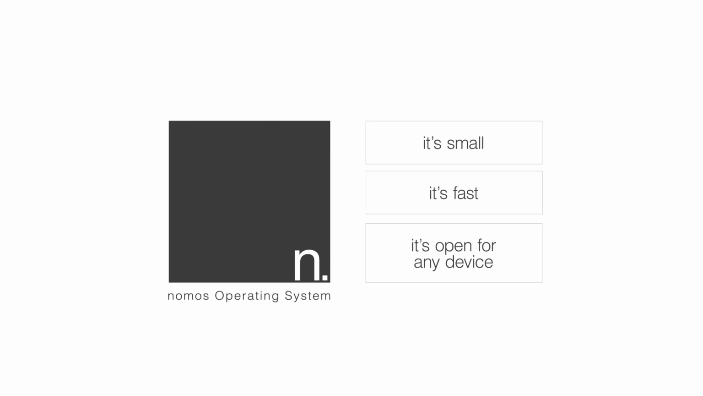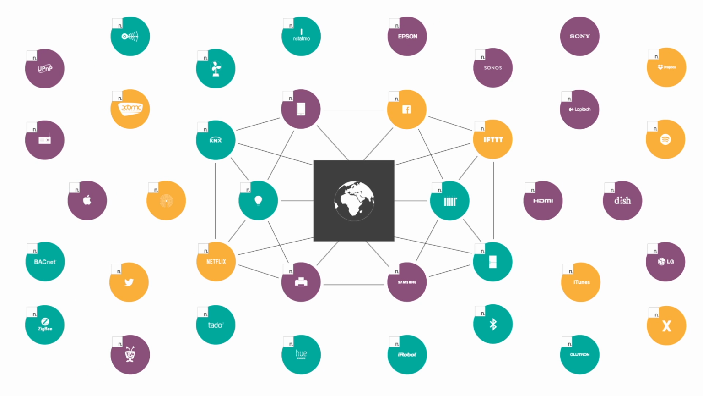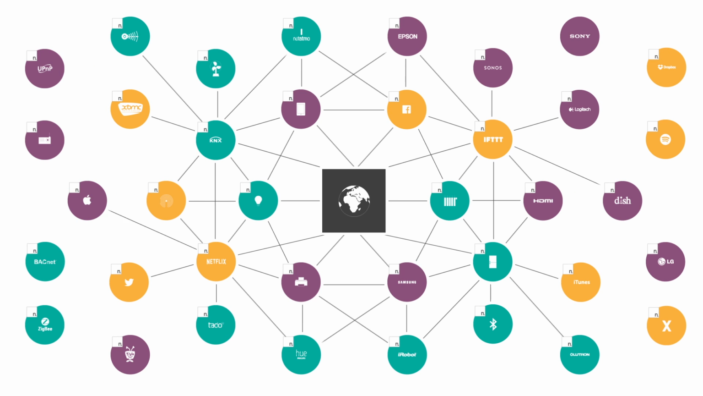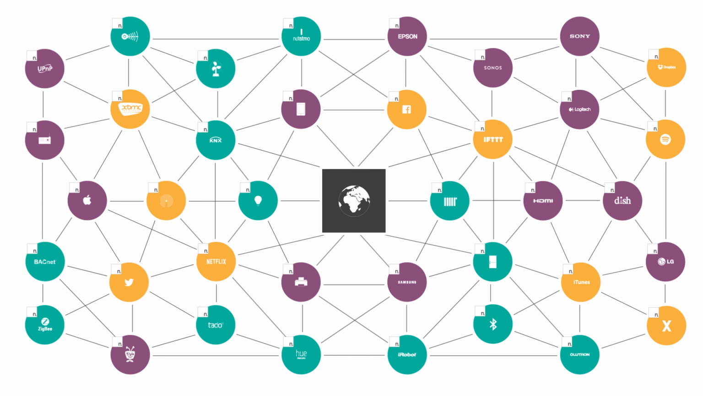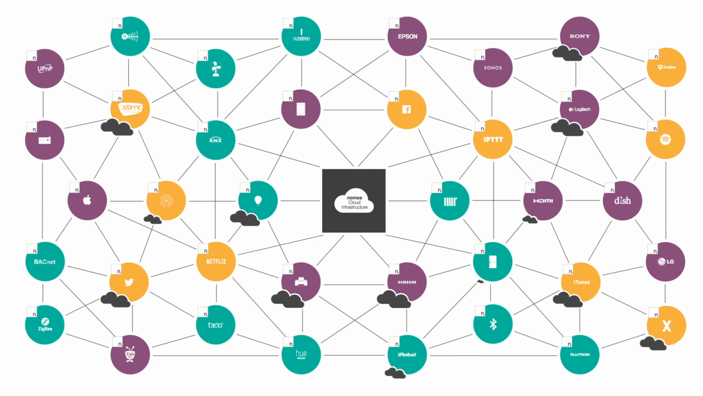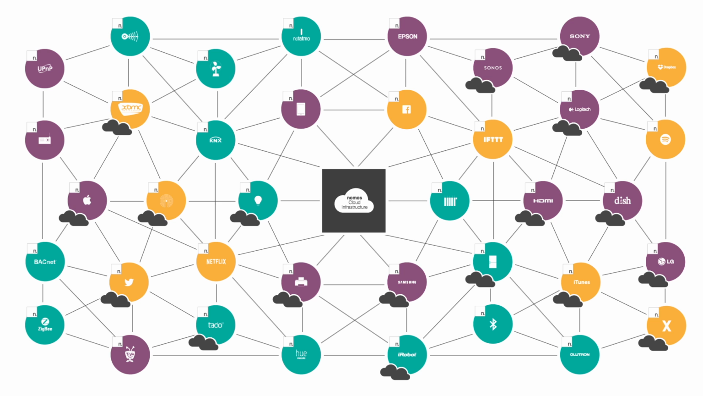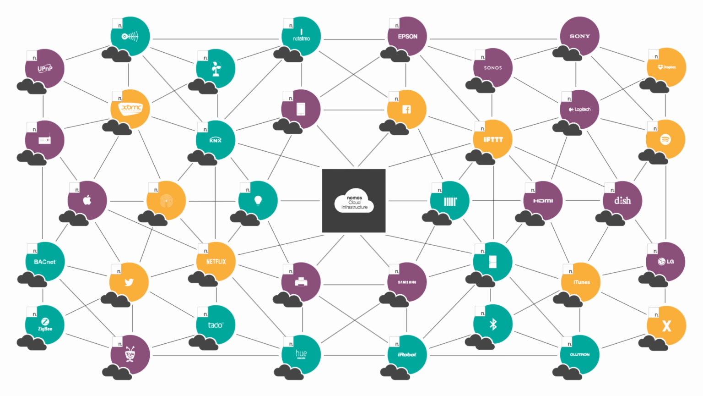Nomos is the language for IoT because it is small, fast, and open for any device. Thanks to Nomos, all devices and applications on this planet can understand each other and communicate. The Nomos cloud infrastructure allows the connection to other clouds and therefore also the control of the corresponding devices, which would otherwise only be accessible via their own cloud.